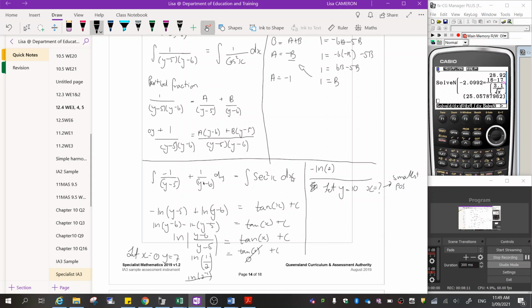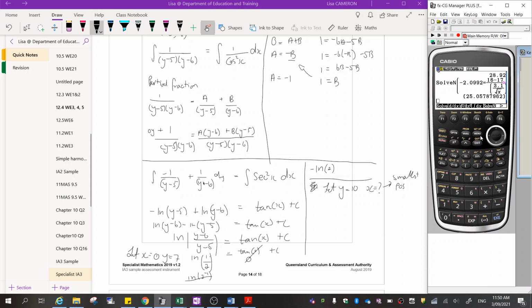Okay, and we're looking for the smallest positive value. Now, the thing that's going to catch a couple of people out, this is tan, so this needs to be in radians. Currently it's in degrees. So let's go shift, setup, radian, execute. Okay, and now we're going to use solve n. So in our calculator, we'll substitute in what we've got, which is ln of (10 minus 6) over (10 minus 5) is equal to tan x, and we already found out that c is going to be minus ln 2.